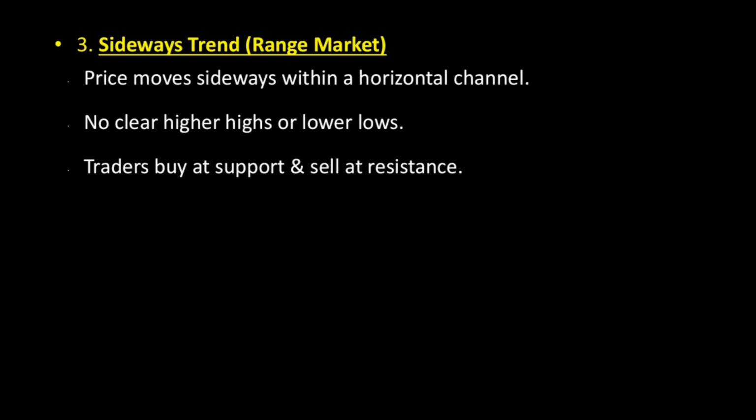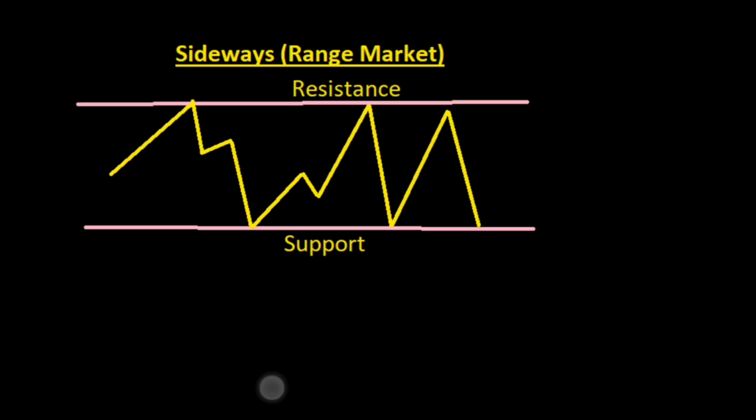Then we have the sideways trend, also known as the range market. In this, price moves sideways within a horizontal channel. There is no clear higher high or lower low. Traders buy at the support and sell at the resistance. So this is the graphic representation of a range market. The price will usually move around a horizontal channel.